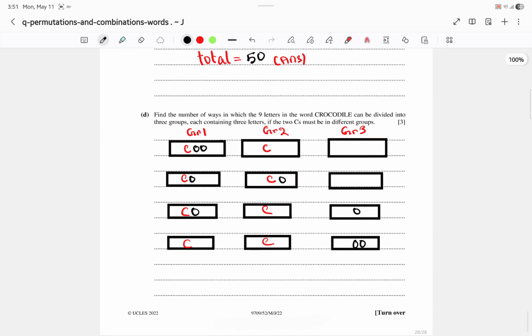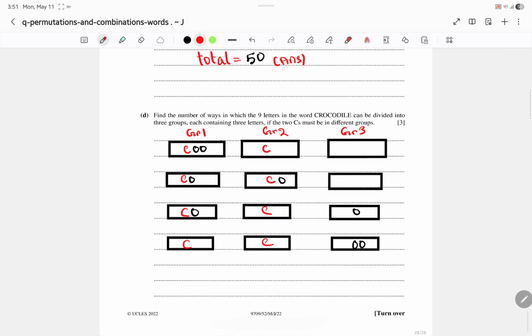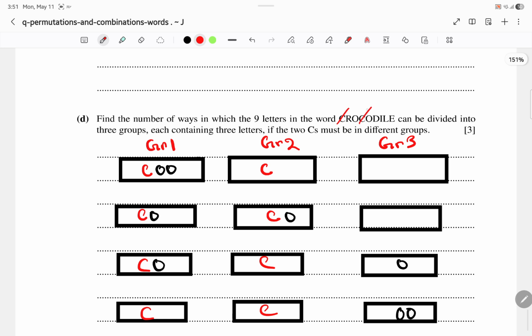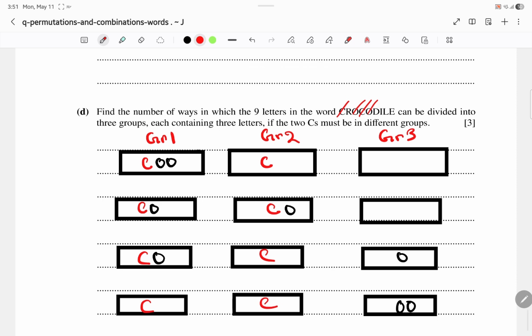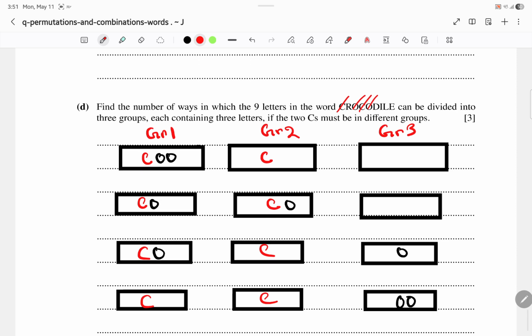So after this, now for group 1, the case is that you have already put the C's and the O's, right? So you cancel them out just like before. 2 C's, 2 O's. You're left with 5 letters. So out of 5, how many gaps are there? There are 3 gaps in total, right?